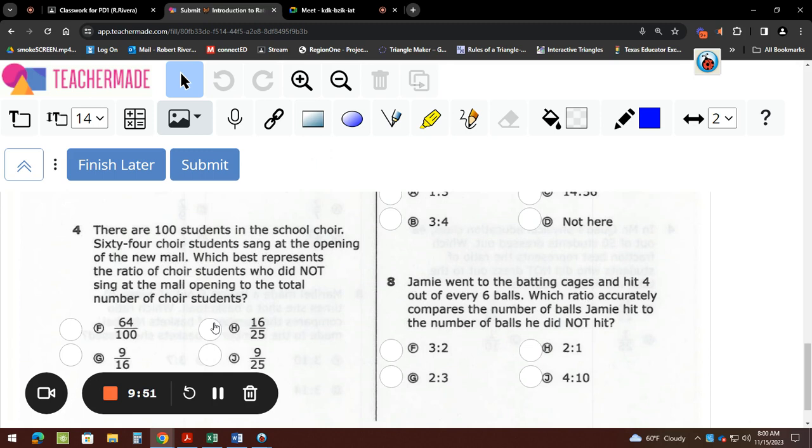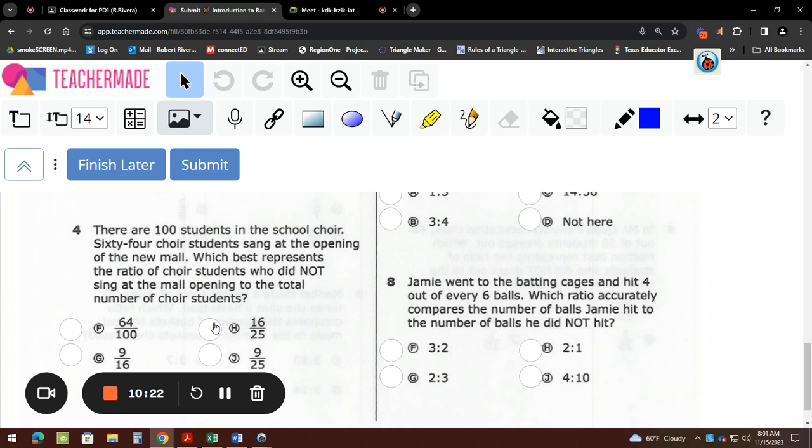There are 100 students in the choir. 64 students sang at the opening of the new mall. Which best represents the ratio of students who did not sing at the mall opening to the total number of choir students? So do they want the 64? Do they want the 64? No. Because the 64 are the ones that sang. They want the ones that did not sing. How am I going to find the ones that did not sing?